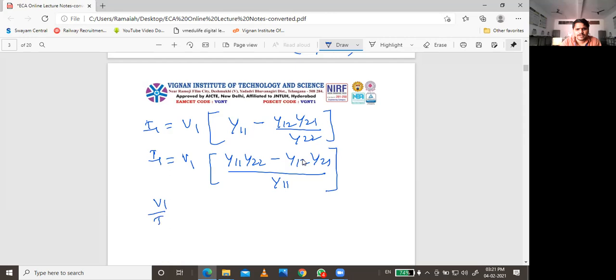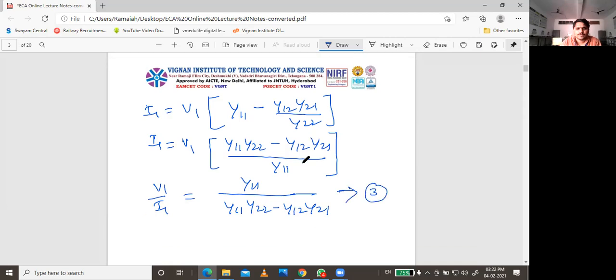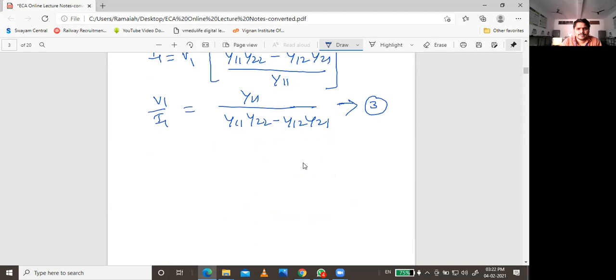So V1 by I1 equal to, what is the value? Y11 by Y11 Y22 minus Y12 Y21. Okay, so this is equal to what? Let us say this is equation number 3. Now what is the next step?